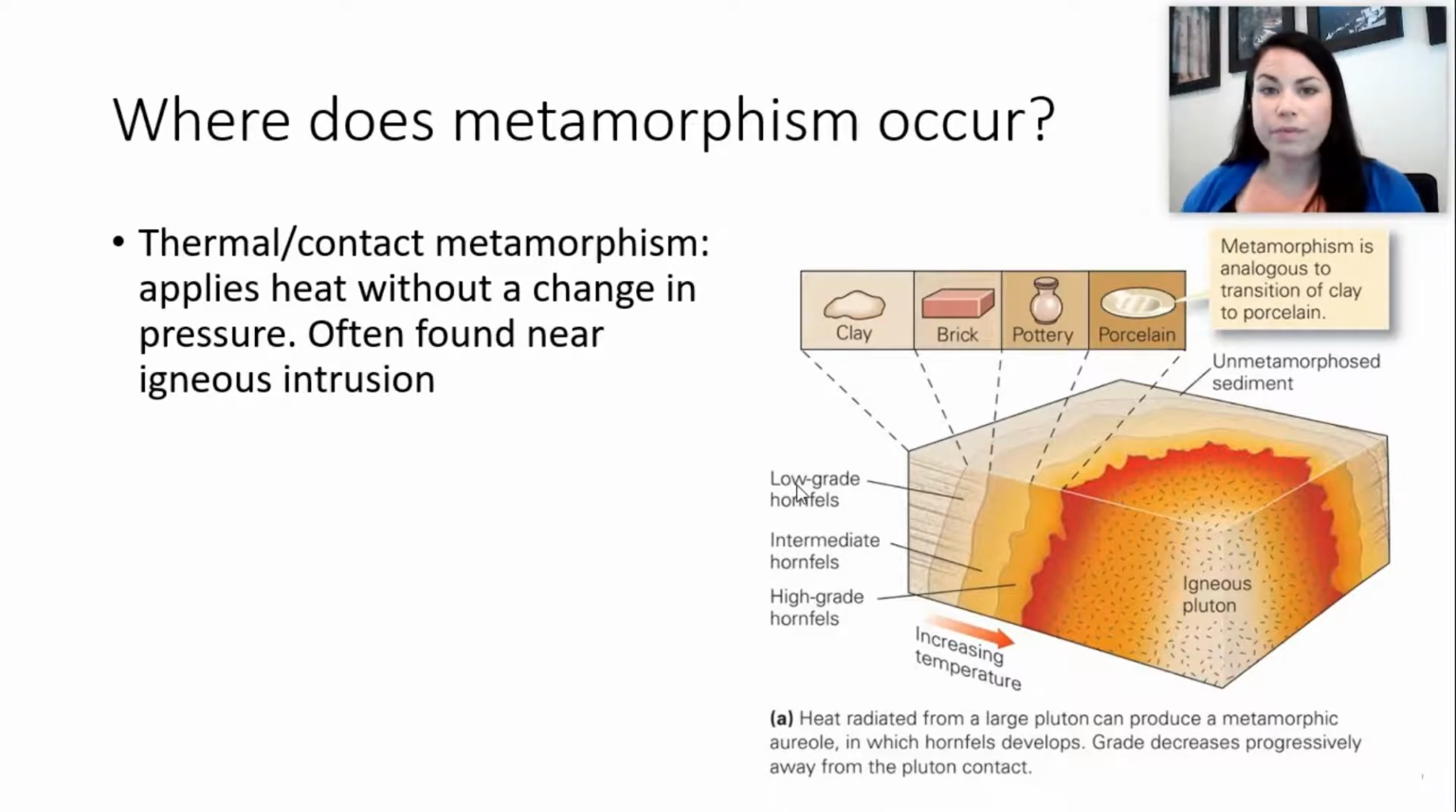So where does metamorphism occur? Everything always comes back to plate tectonics. So metamorphism can occur in a few different ways. We have thermal contact metamorphism, which applies heat without change in pressure. And these are typically found near igneous intrusions where we have really, really high heat, but no pressure differences. So we might see this near an igneous pluton or a dike or something like that. And this is where we get metamorphic rocks right close to this intrusion.